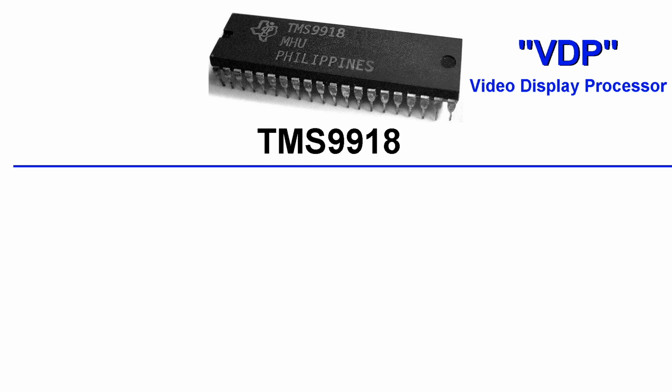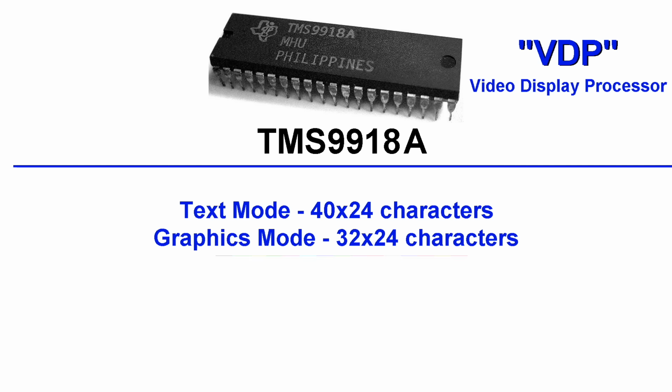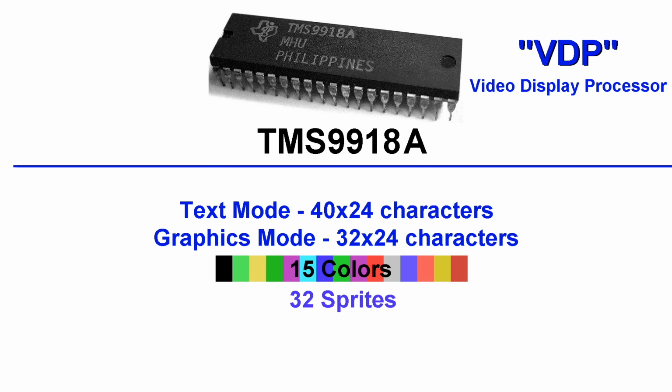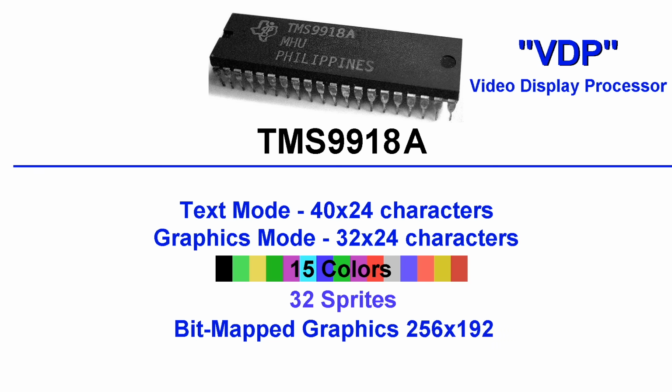The other improvement has to do with the VDP. It was upgraded to the TMS9918A. Now, this version of the chip is backwards compatible with the previous in every way, but also offers one extra feature. It includes a bitmap graphics mode. This mode is really similar to the regular character graphic mode.